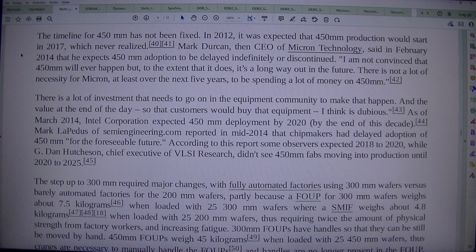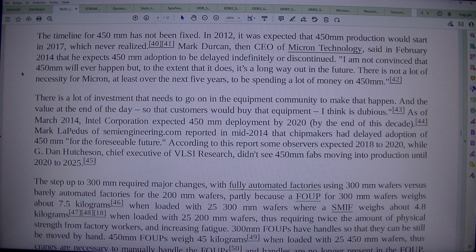Mark Durcan, then CEO of Micron Technology, said in February 2014 that he expects 450 mm adoption to be delayed indefinitely or discontinued. "I am not convinced that 450 mm will ever happen, but, to the extent that it does, it's a long way out in the future. There is not a lot of necessity for Micron, at least over the next 5 years, to be spending a lot of money on 450 mm.